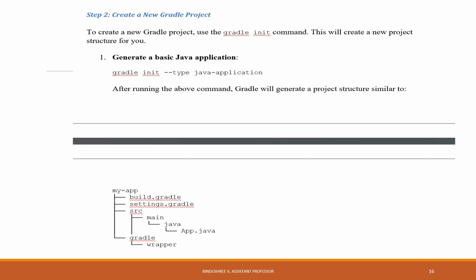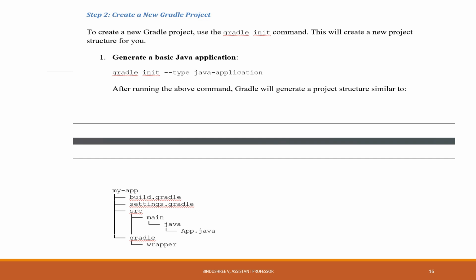After running this command, this is what you get. The name of the folder is my path. Under this you will have build.gradle. Just like in Maven we have a POM file, here we have build.gradle. Whatever dependencies you want to add, you are supposed to add them to the build.gradle file.